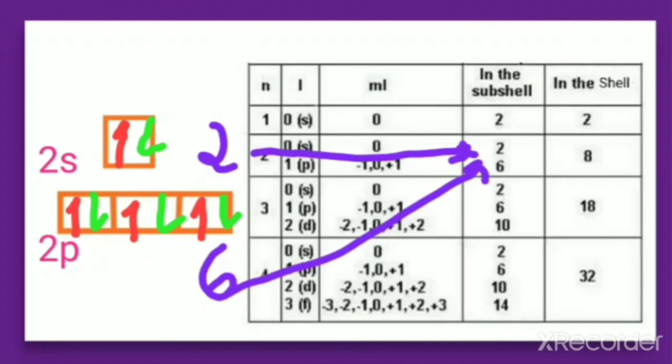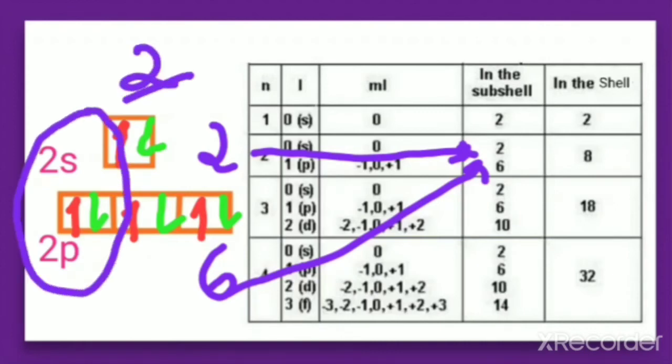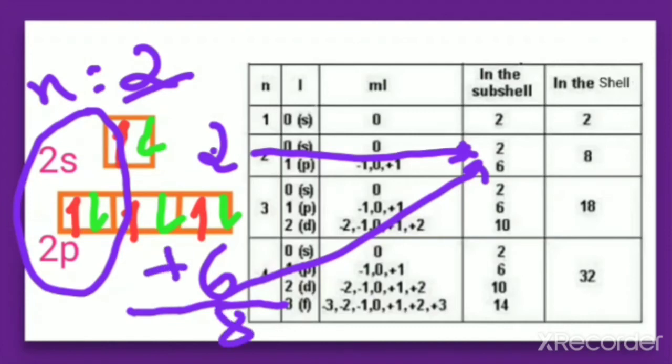In the 2s subshell, the maximum number of electrons is 2, and for the 2p, the maximum number of electrons is 6. Because these are together in the second shell, that is, principal quantum number 2, the total number of electrons is 2 plus 6, equal to 8. So that's why in the second shell, the maximum number of electrons that can be accommodated is 8.